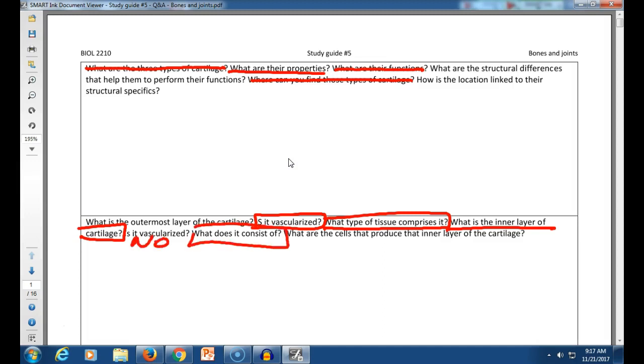It consists of matrix, ground substance, the protein-rich substance, and chondrocytes. So far, do you follow? Awesome.